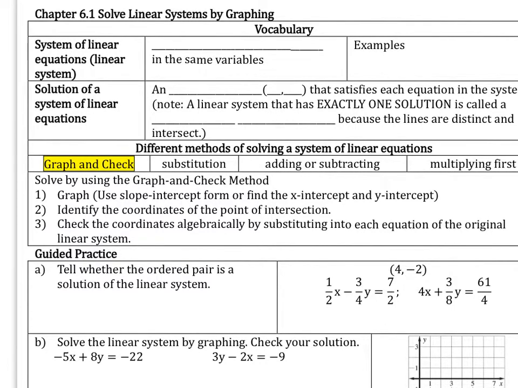6.1 Solve linear systems by graphing. System of linear equations. In other words, a linear system is two or more linear equations in the same variables. So an example would just be x plus 2y equal to 7 and 3x minus 2y equal to 5.